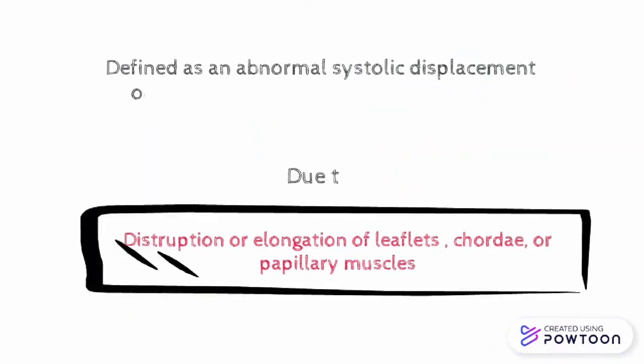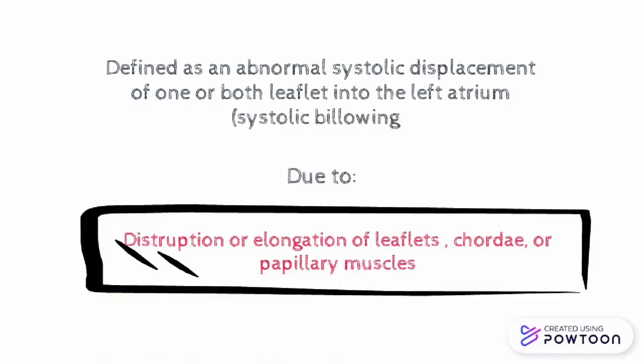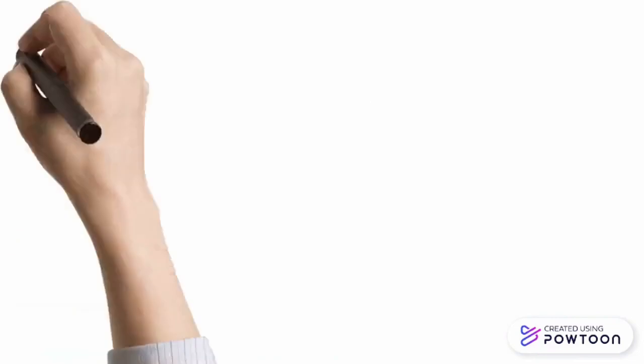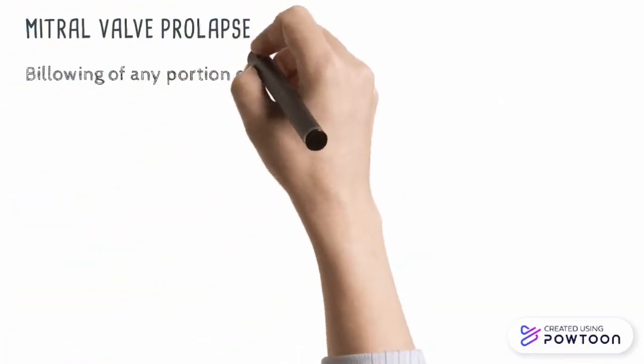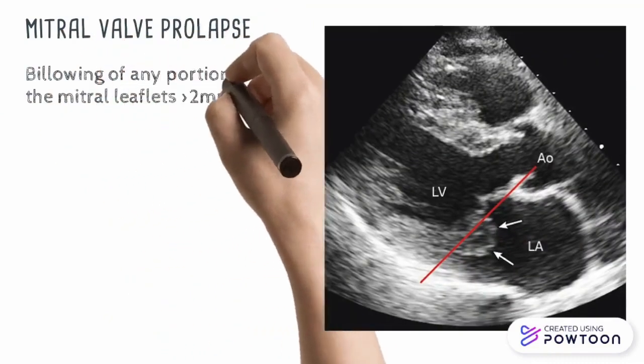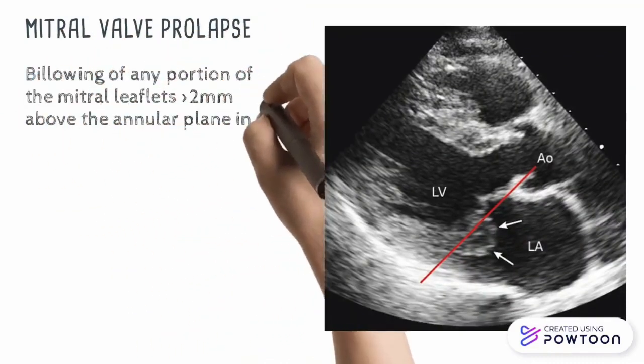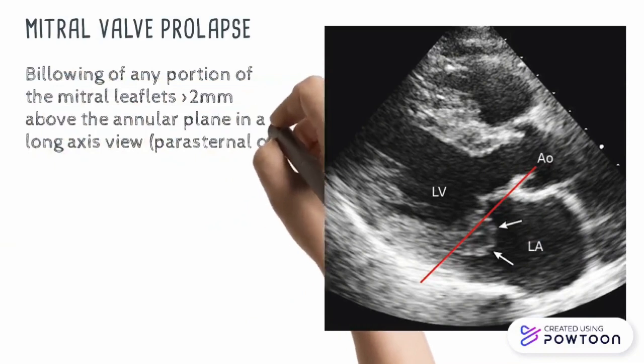So prolapse of mitral valve is defined as an abnormal systolic displacement of one or both leaflets into the left atrium due to the disruption or elongation of leaflets, chordae and papillary muscles. Based on echocardiographic definitions, mitral valve prolapse is the billowing of any portion of the mitral leaflets at least 2 mm above the annular plane in the long axis view.